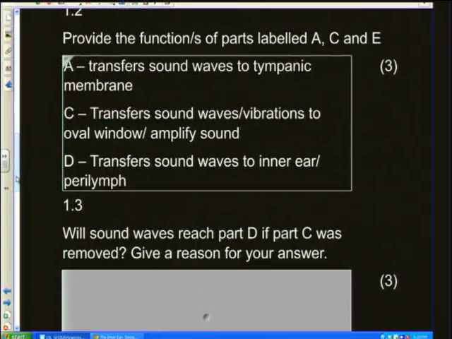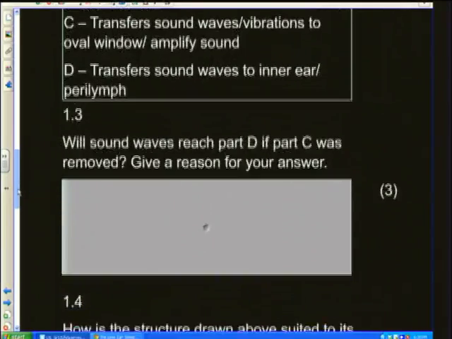A, it transfers sound waves to the tympanic membrane. C transfers sound waves or vibrations to the oval window, or they amplify sound. And D transfers sound waves to the inner ear or peripheral.